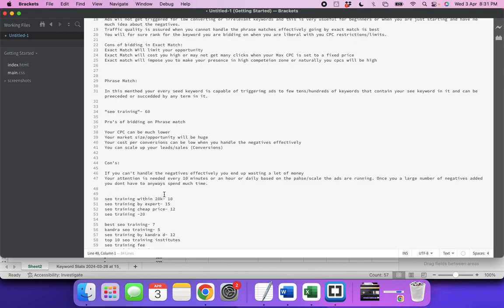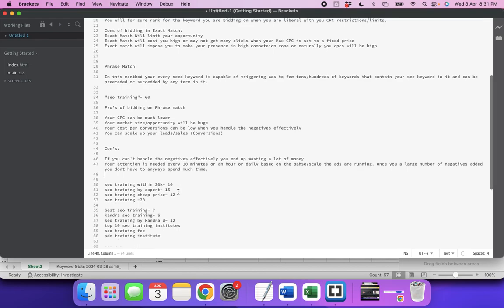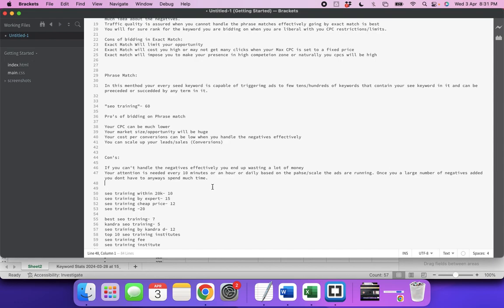Okay, so then what are the other cons? Budget wastage. Your conversion rates can be poor too if you can't quickly decide the keyword search terms. See, this is the seed keyword, and all these are called search terms. People who are using different words, those are called search terms.